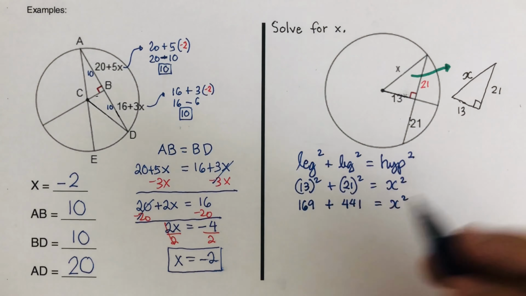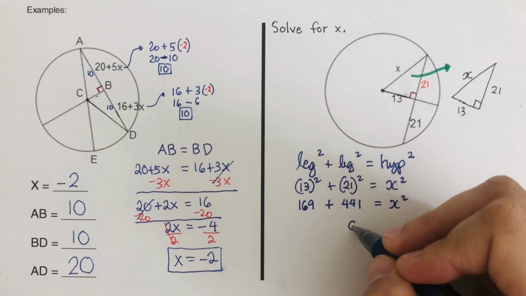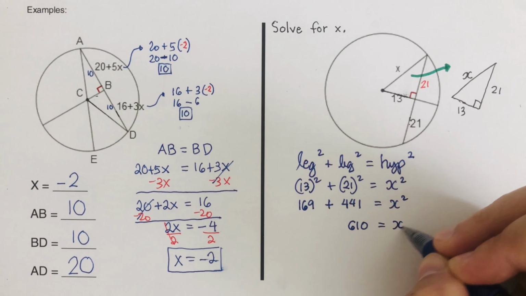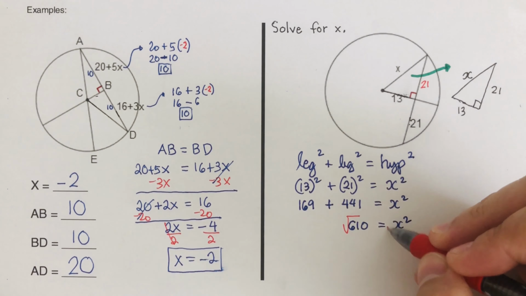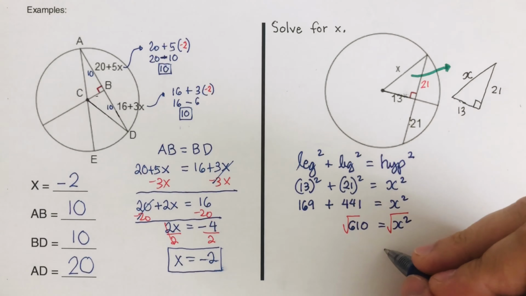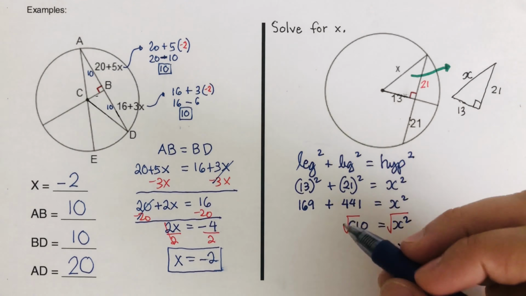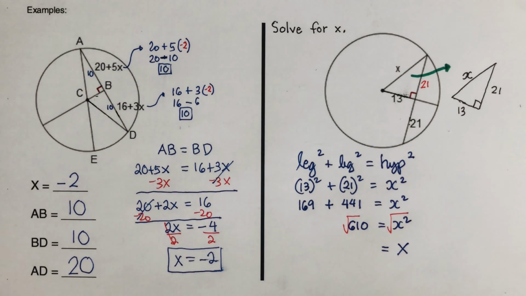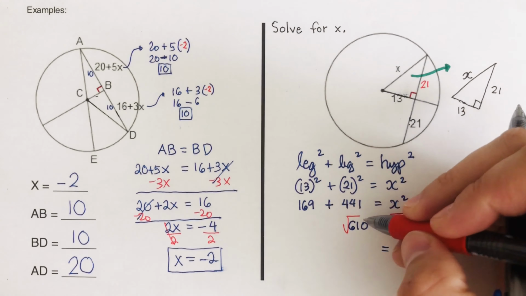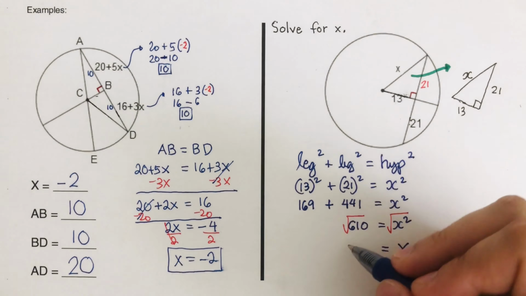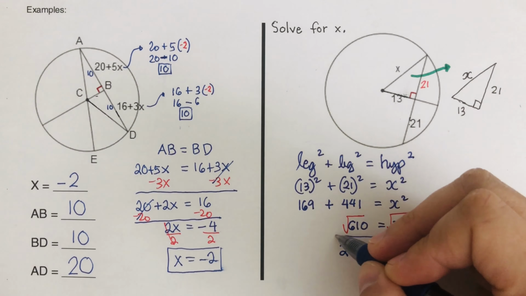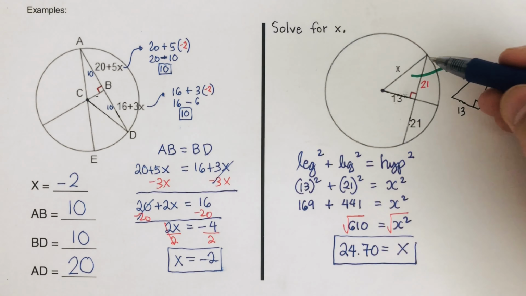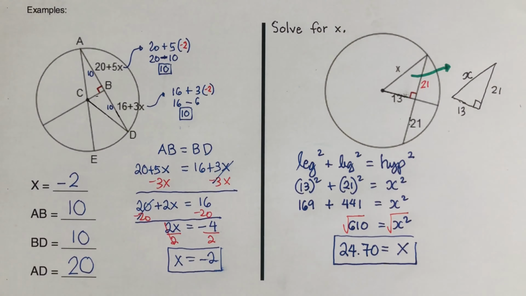So we add these two together. That would be 610 equals x squared. We want the x, so then we are going to square root both sides. So x is equal to, we can round it off. If you use a calculator, the square root of 610 is 24.70. So the length of x right here is 24.70.